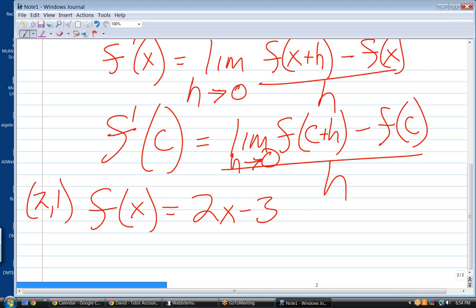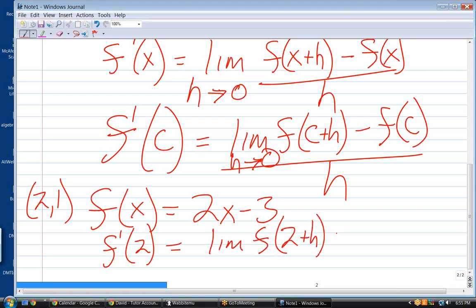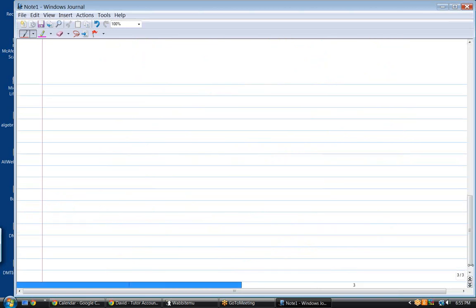Well, since I'm asking for the derivative at 2, just the x point is 2, then I can use this function. It's the limit of f of 2 plus h minus f of 2 all over h as h goes to 0. And let's go through the algebra.